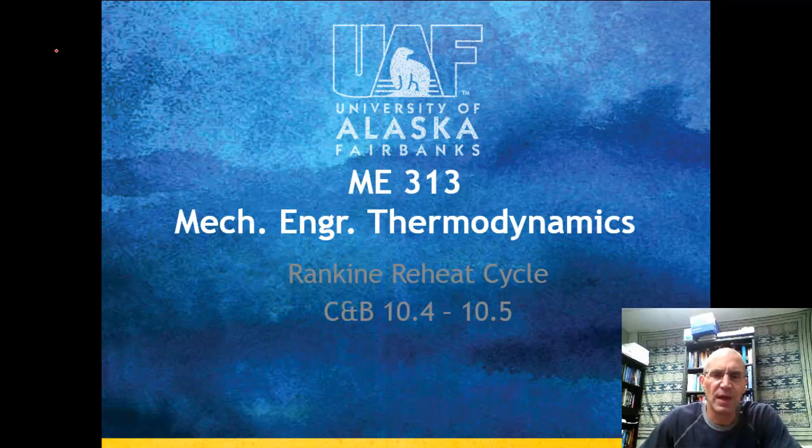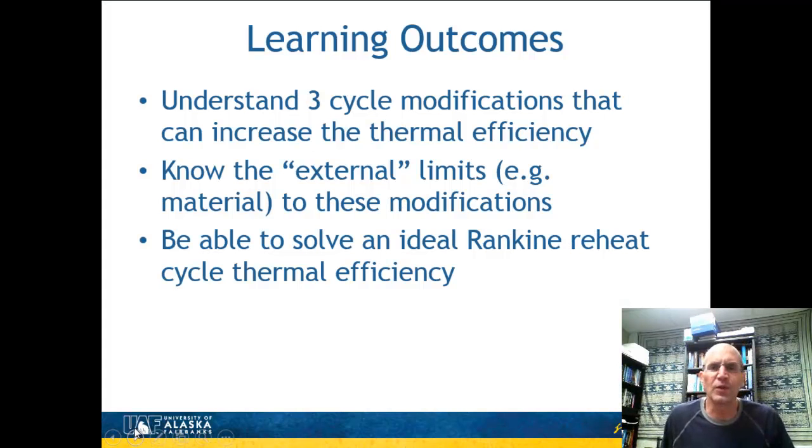The topic of today is the Rankine reheat cycle, and the sections in the textbook are 10.4 to 10.5. So here are the three learning outcomes. At the end of this, you'll understand three cycle modifications that we can make to the Rankine cycle that will increase the thermal efficiency from the basic cycle. You'll know that there are three external limits as well to these modifications, for example, material limits, as we'll see in a moment. And then finally, you'll be able to solve an ideal Rankine reheat cycle for the thermal efficiency.